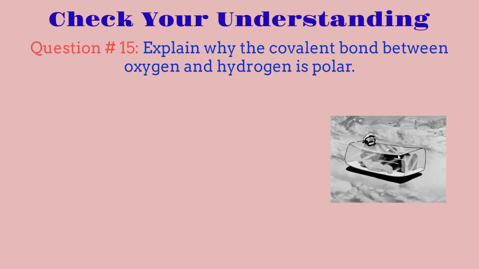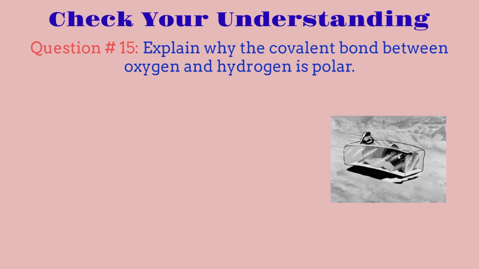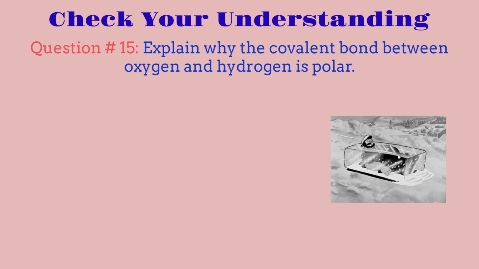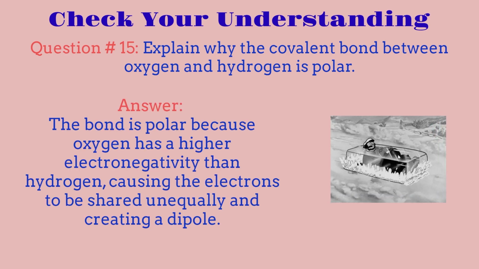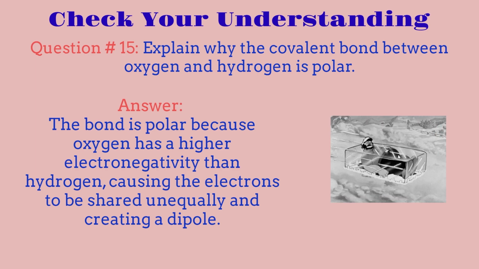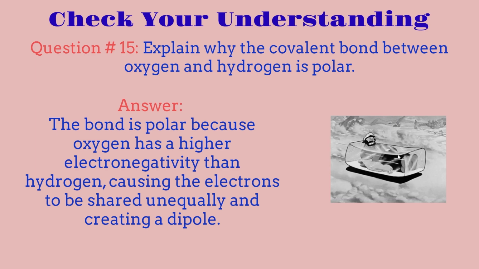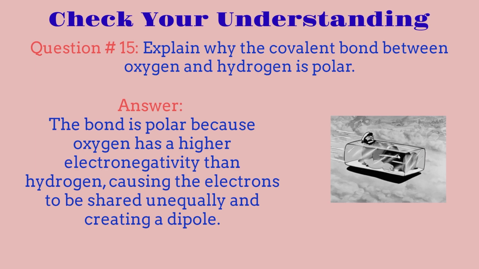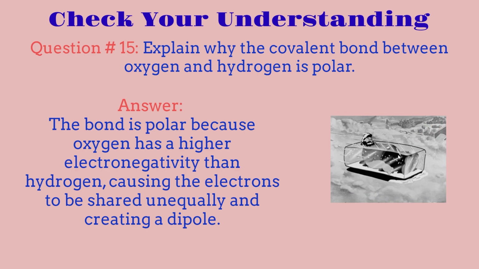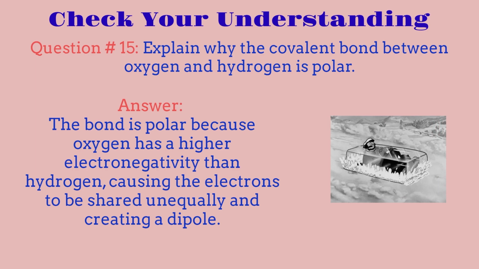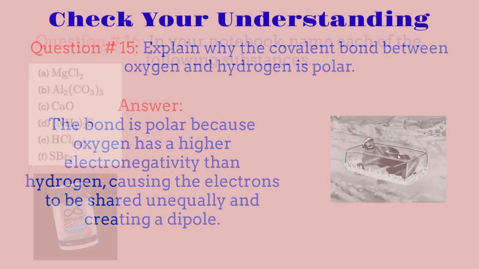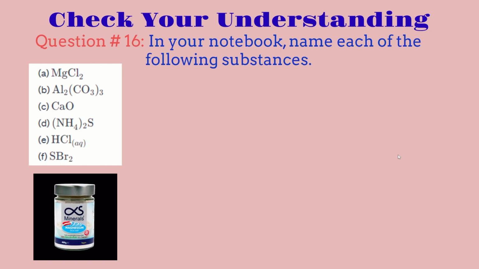For question number 15, explain why the covalent bond between oxygen and hydrogen is polar. And for the answer, the bond is polar because oxygen has a higher electronegativity compared to hydrogen, and this causes the electrons to be shared unequally, creating a dipole. And in this case, oxygen would have that more negative charge, and then those hydrogen atoms would have a more positive charge.